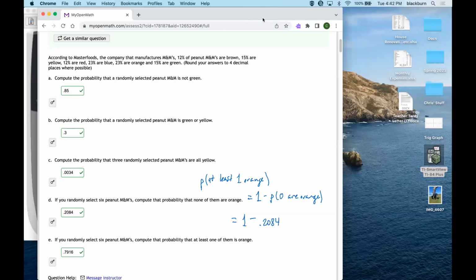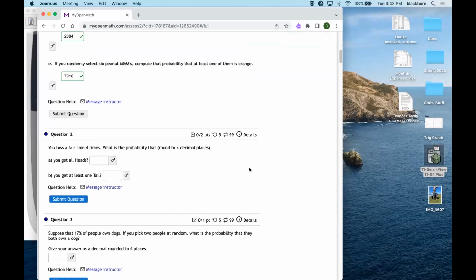So we'll probably end up skipping a couple like we did last week if there's repeats. So let's see what number 2 is.